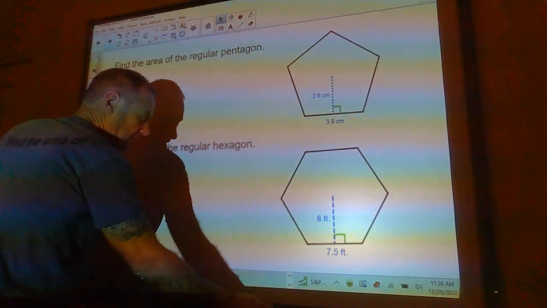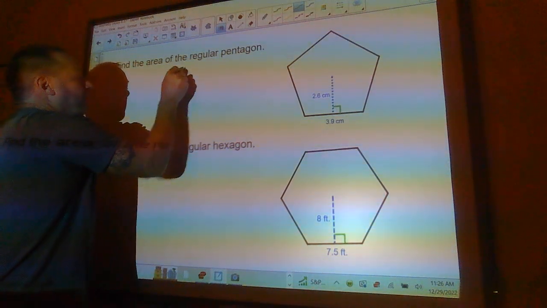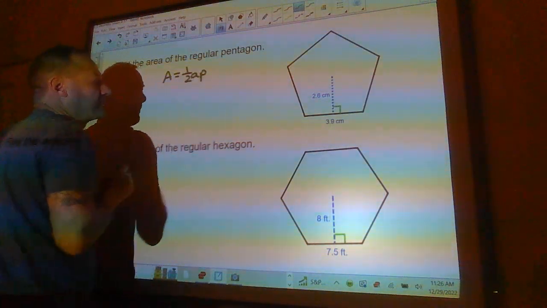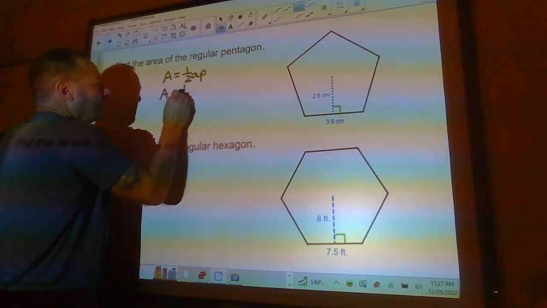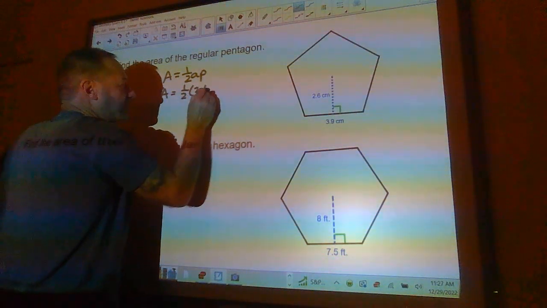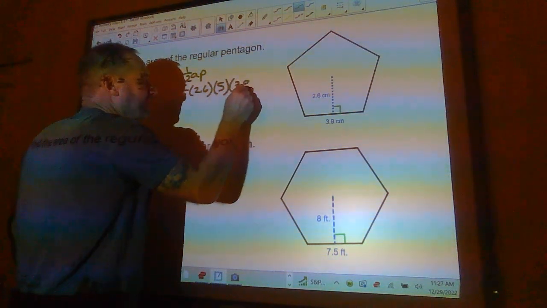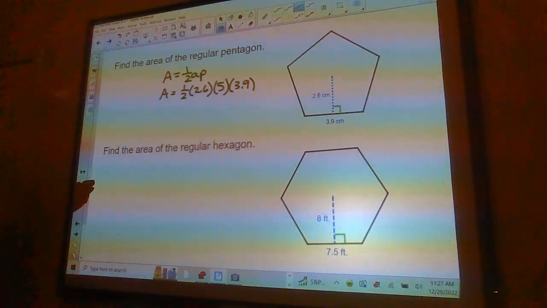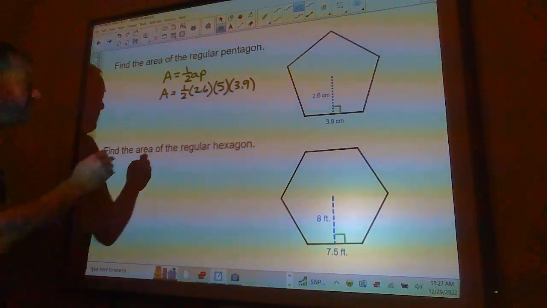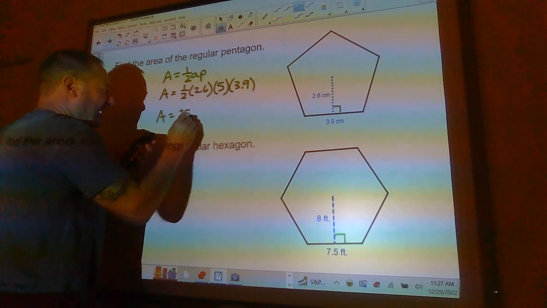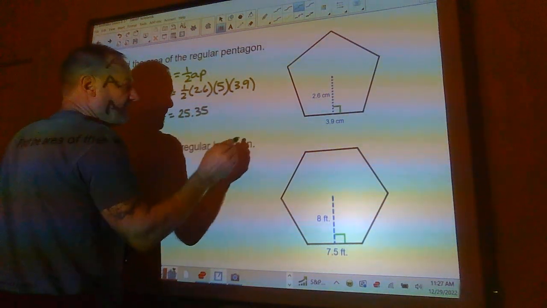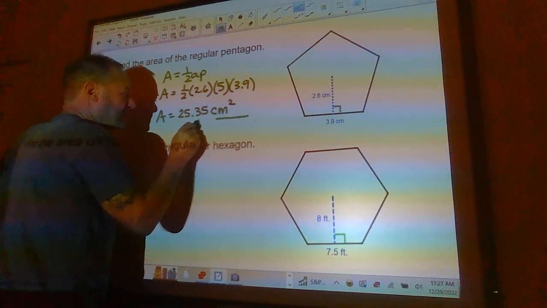Okay, so here we're going to write down our formula, half the apothem times the perimeter. So half of 2.6 times, now this is a pentagon, so 5 times 3.9 would be the perimeter. So 0.5 times 2.6 times 5 times 3.9 comes out to be 25.35, and that's going to be in square centimeters.